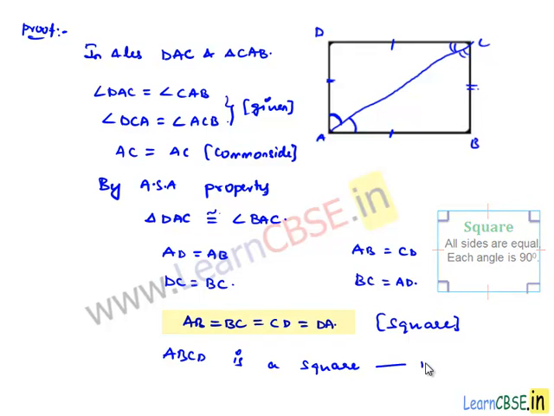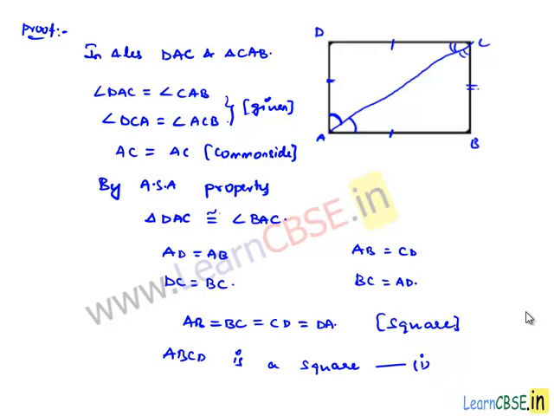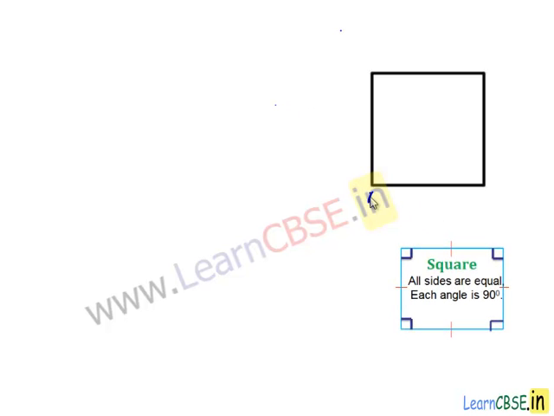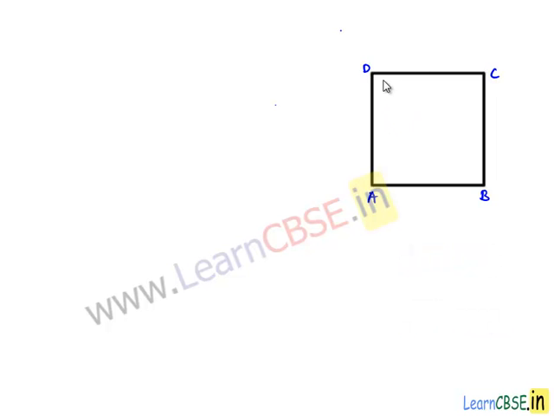This is what our first subpart of the proof required. Here we proved that ABCD is a square. He asked us to prove in the second subpart of the proof that BD bisects angle B as well as angle D. So here we are required to prove that angle ABD is equal to angle DBC and angle CDB is equal to angle ADB.